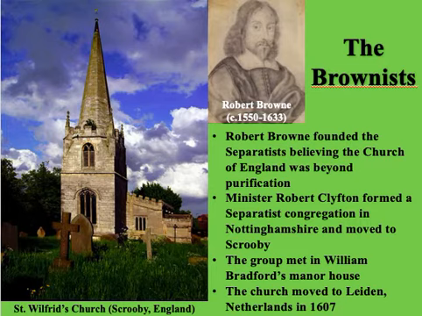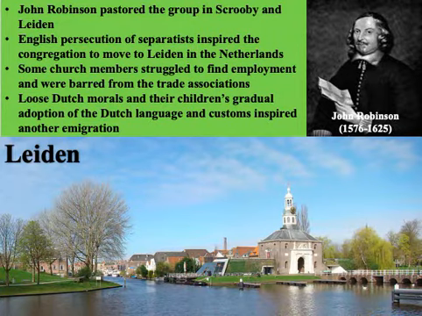So originally a congregation was formed in Nottinghamshire and then moved to Scrooby, England. They met in a wealthy manor house owned by William Bradford. And then because of facing increased ostracization and discrimination, the Separatists, or sometimes called the Brownists, moved to the Netherlands, to the city of Leiden in 1607.